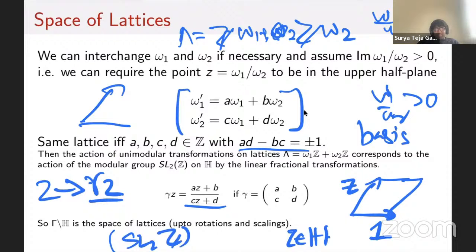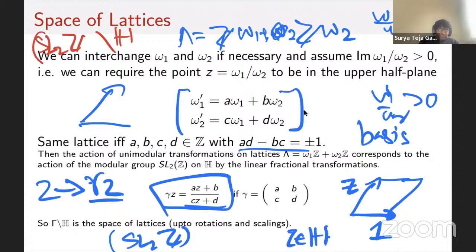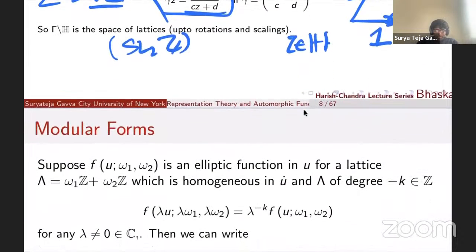So it means Z and gamma Z will generate the same lattice. That means it's not the entire set of Z's that give you lattices. Z is in the upper half plane, so you should quotient out by this SL(2, Z) to actually get the space of unimodular lattices. So one way to think of the space H mod SL(2, Z) is that this is the space of lattices.